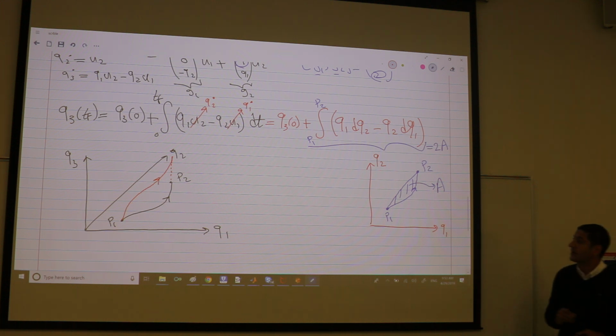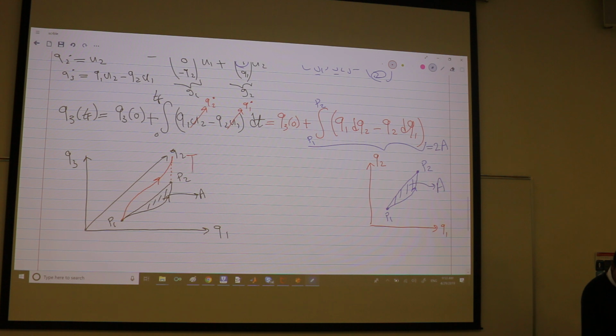So the red line is the three-dimensional excursion. The black is the projection on the Q1, Q2 plane. So this is the line in the plane connecting the 2 points. This area is A. So actually this vertical distance that I gained along the Q3 axis is 2A. Okay? Any question about that?